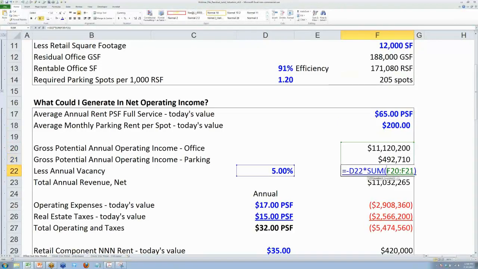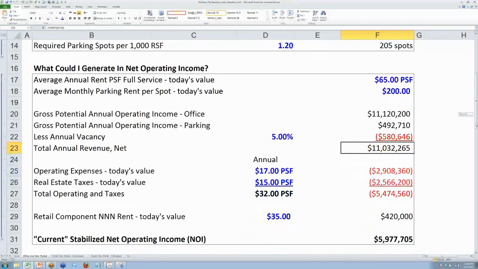And then we can back out some vacancy on both of those, which will give us a total annual revenue net. And so essentially what we're doing here is we're saying, if I could snap my fingers and the building that I'm envisioning would appear on the lot, and I were to have it leased up at today's rents, this is the revenue that that building would generate today, right now.